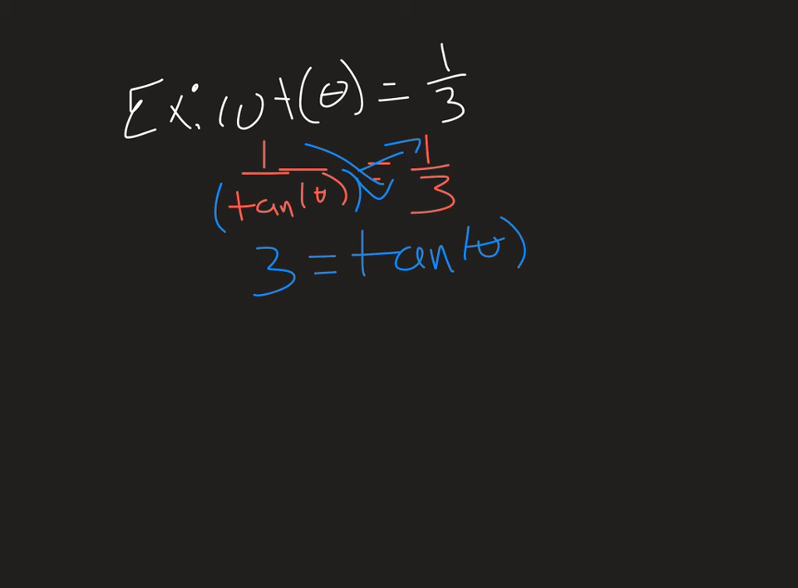And now this equation looks very similar to the one we just did. Instead of a 2, it's a 3. So I would then take the inverse tangent of both sides. So theta is going to equal inverse tangent of 3. Which, if I run to my calculator, I'll get roughly 71.57 degrees.